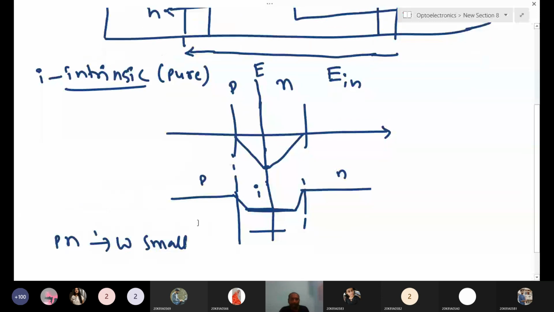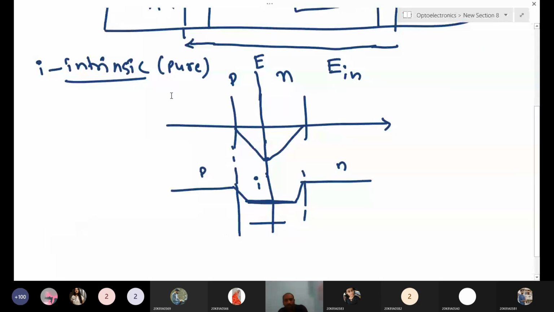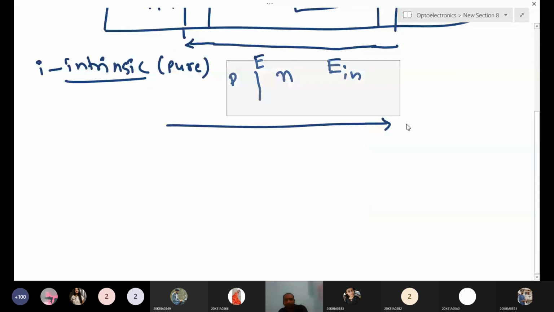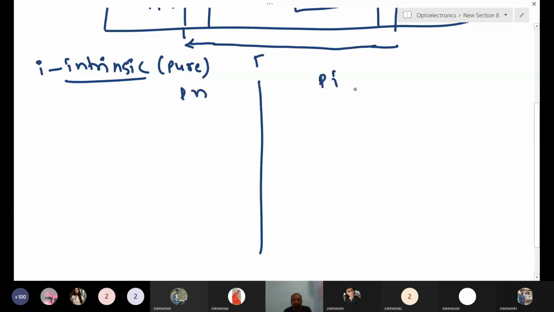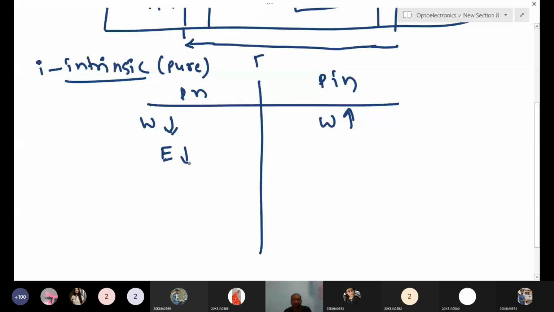If you draw the band diagram also, you can write the same thing. It's not a problem; I will explain. The main thing is here: suppose you take PN and PIN. In PN, the depletion width is smaller. Here the depletion width is high. The internal electric field is also less in PN, and here the internal electric field is high.